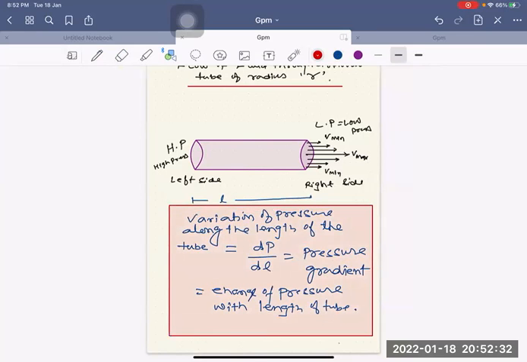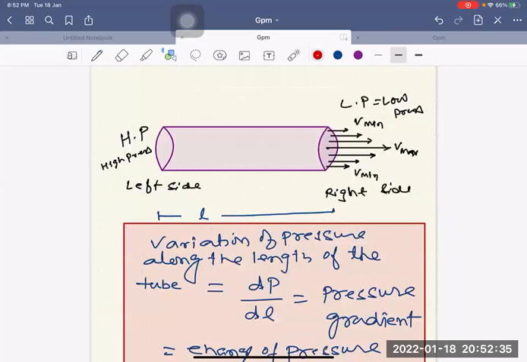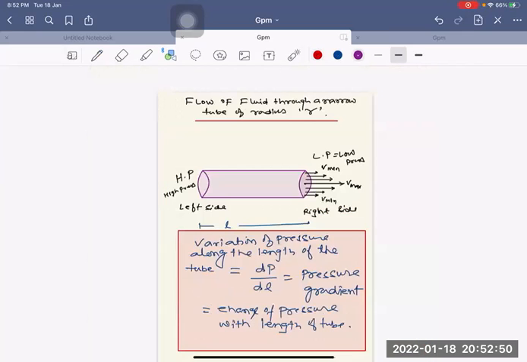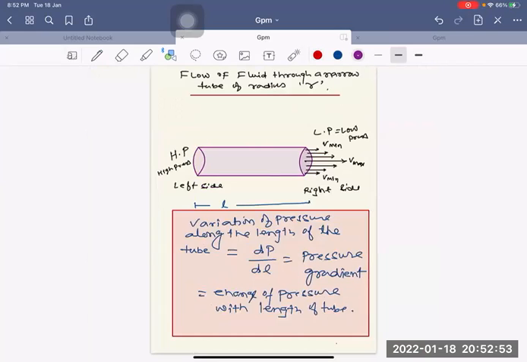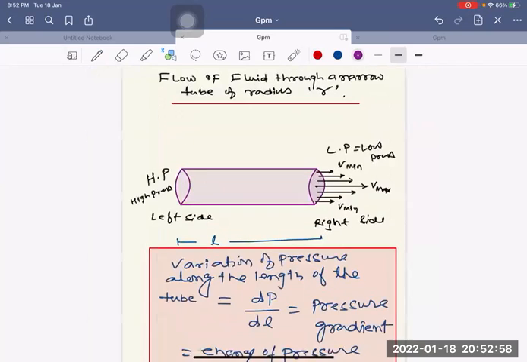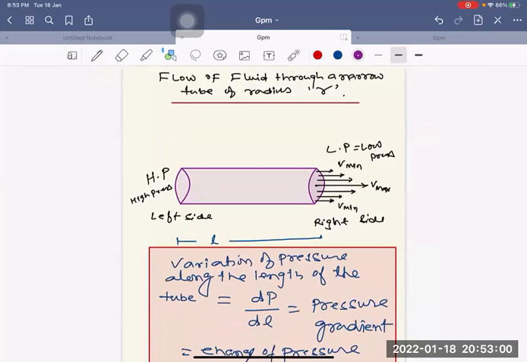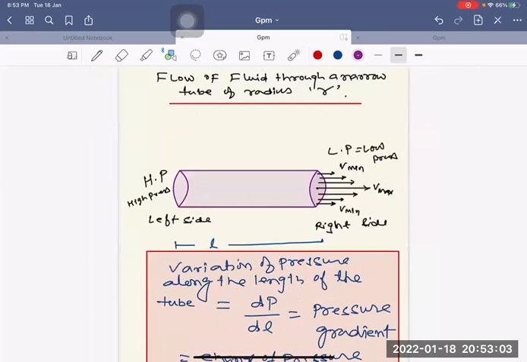Okay, higher the pressure gradient, higher the flow, higher the rate of flow, higher the volume flow. The volume of the liquid flowing per unit time will be higher. हम यहाँ पे बात करेंगे volume of the liquid flowing per unit time. We want to know about the volume of the liquid flowing per unit time.